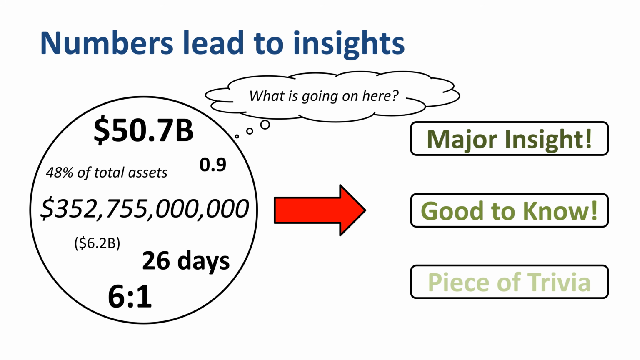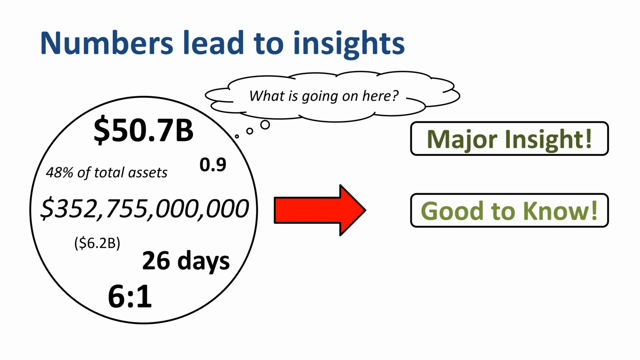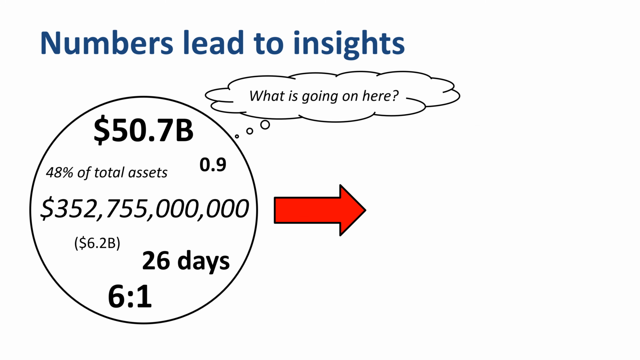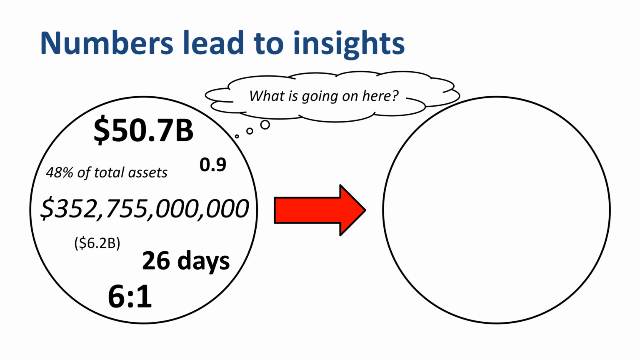Sometimes combining several pieces of trivia can lead to something that is good to know. And combining several things that are good to know can lead to major insights. You will only find this out after the fact. So what kind of major insights about Apple Inc. will we cover in this balance sheet analysis tutorial? What will we have found at the end of the road?